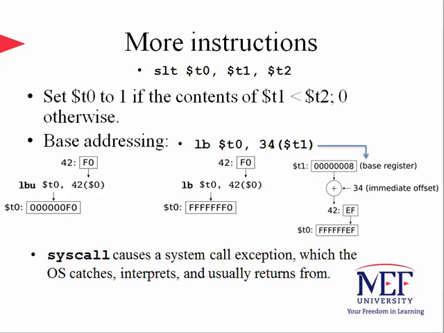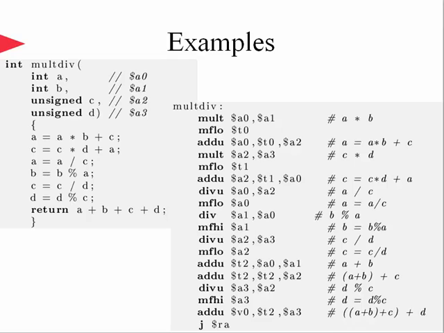Finally, the system call instruction causes a system call exception, which the operating system catches, interprets, and usually returns from. This service is a software interrupt, unlike the other hardware interrupts, and it's initiated by the operating system only. So let us go over the examples.